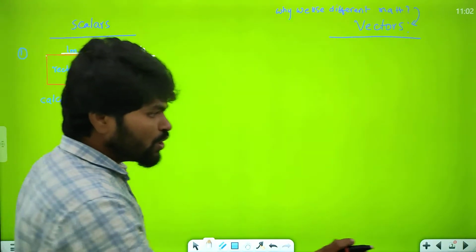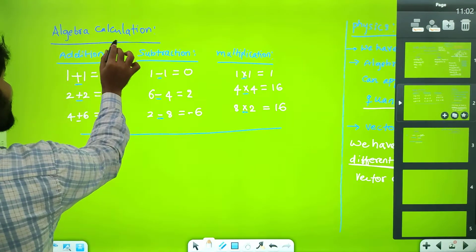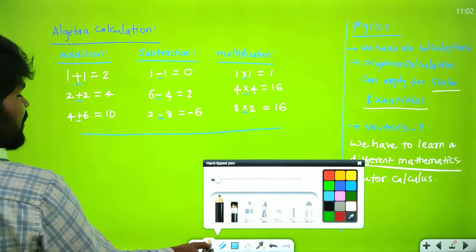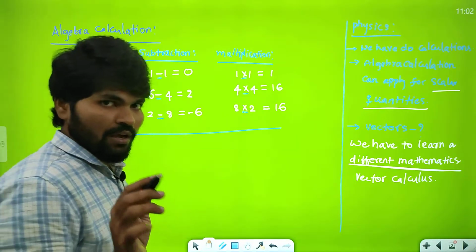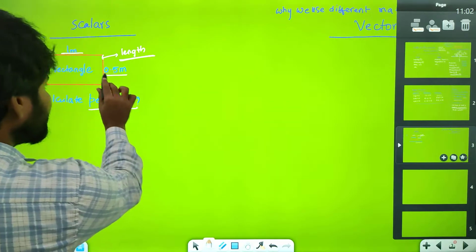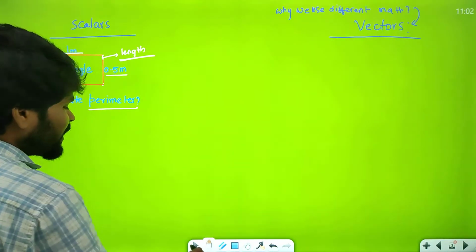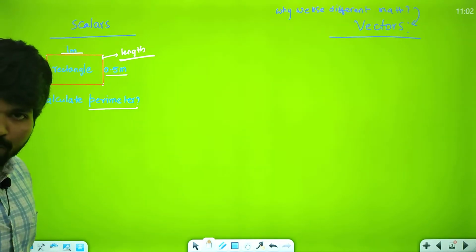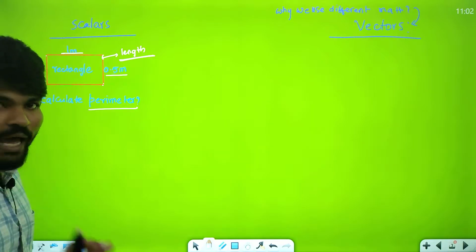I have to use the concept of the algebra of calculations, right? Hope you understand. Why? Because this is a scalar, this is a scalar. See, what are the algebra calculations? 1 plus 1 is equal to 2, 2 into 2 is equal to 4, right? That is the algebra calculation.